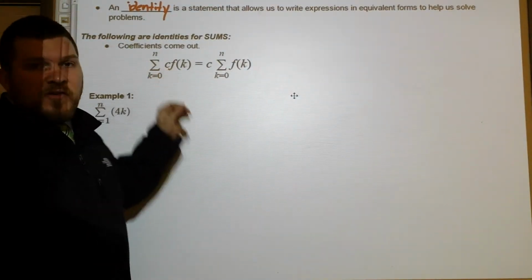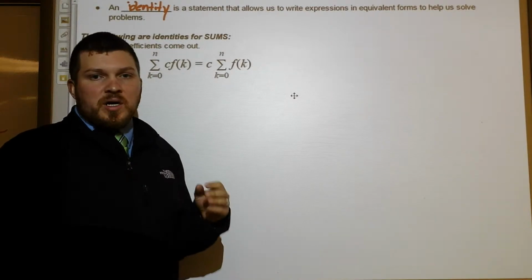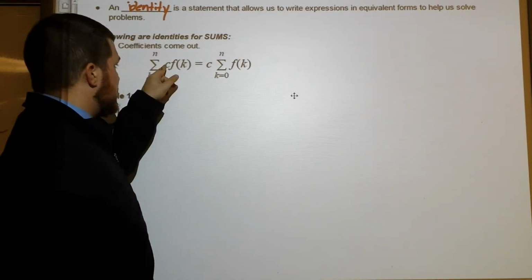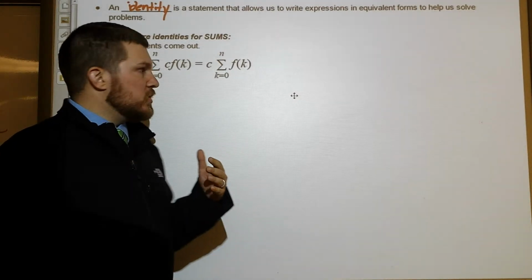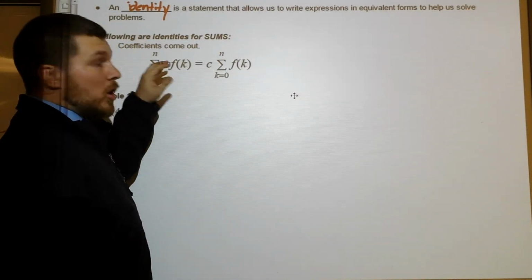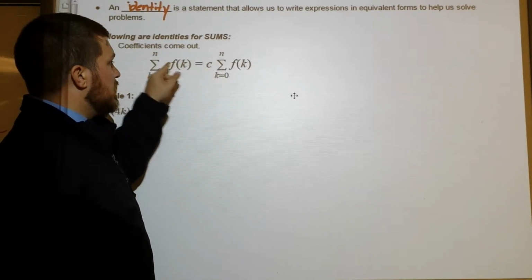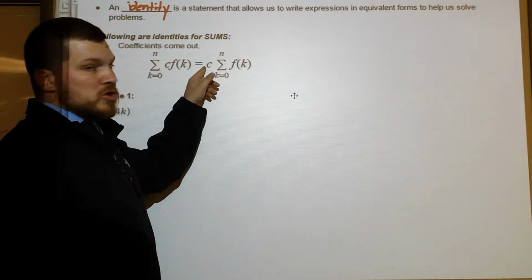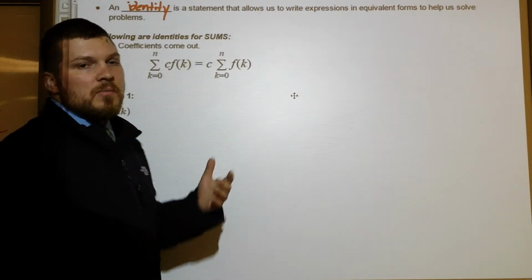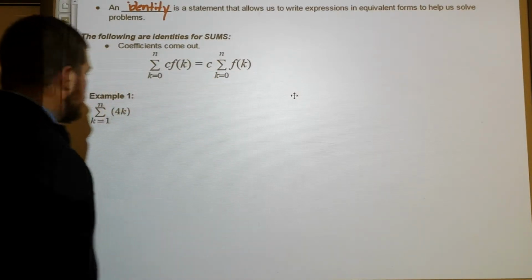So here, f of k represents my sequence that I'm trying to add up. C is just some coefficient. Could be a positive, negative, fraction, decimal, doesn't matter, but it's a coefficient. Coefficients get to come on the outside. So if you have a coefficient on the outside of your sequence, then just bring it on the outside of your sigma. It might seem a little confusing, so let's do an example.